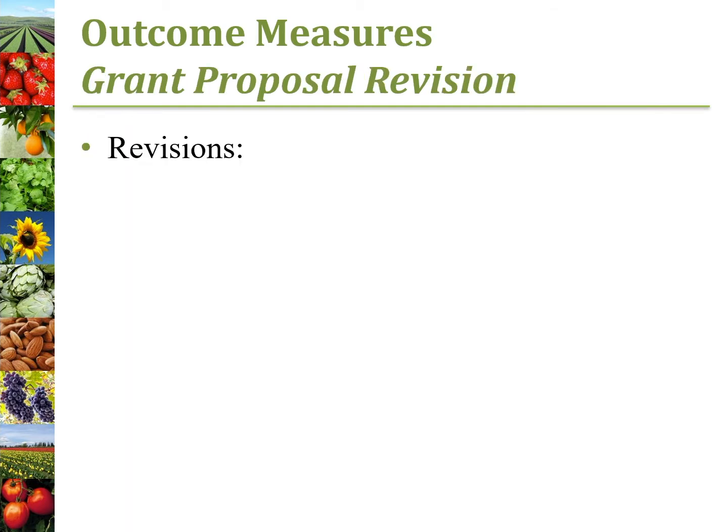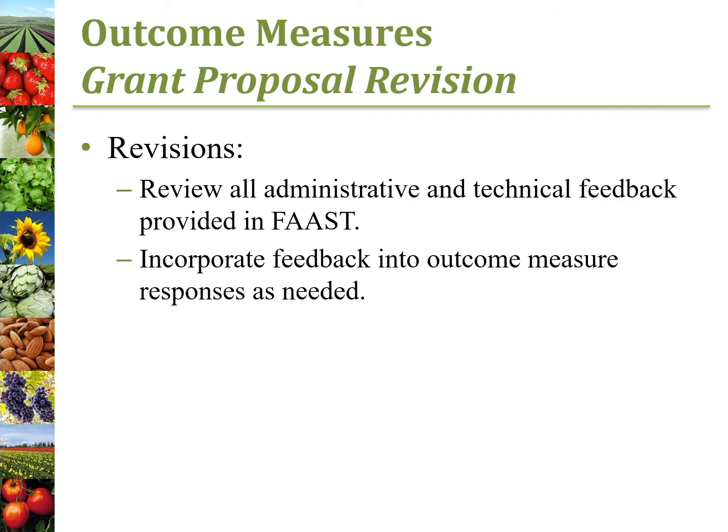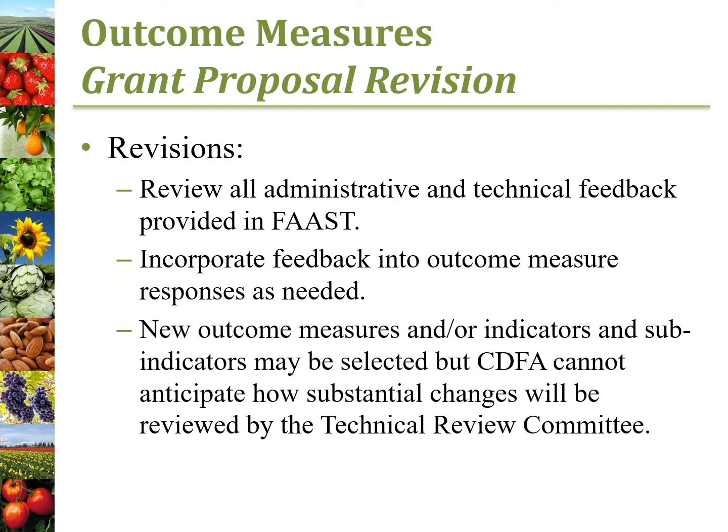Before making any revisions to the outcome measures template, we strongly encourage all applicants to review the administrative and technical feedback provided in FAST. This should provide a guide to the areas that could be improved with some revision. If you did not receive feedback specific to the outcome measures, this is a good opportunity to review the outcome measure or measures selected and ensure that they will still be appropriate and realistic for the project. In addition, new outcome measures and/or indicators and sub-indicators may be selected in the grant proposal phase. However, CDFA cannot anticipate how substantial changes would be reviewed by the Technical Review Committee.